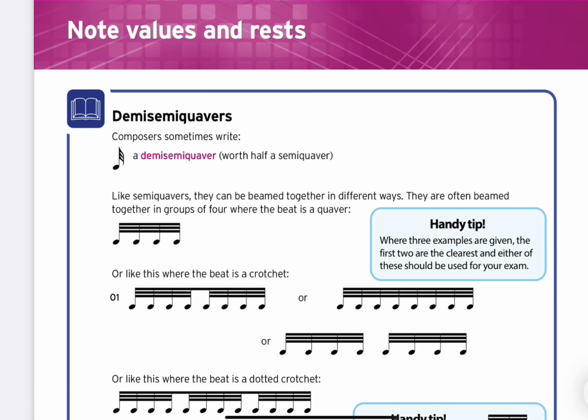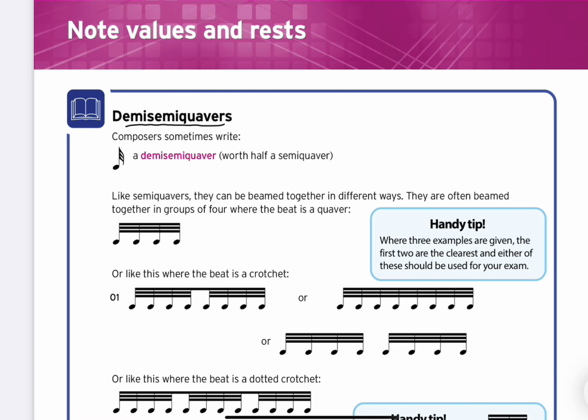Hello friends, today we are going to start our new topic, note values and rests. This is a new edition book from Trinity, so I'll be following the new edition now. So let's start. In this topic we'll be learning a new note value, which is the demi-semiquaver.